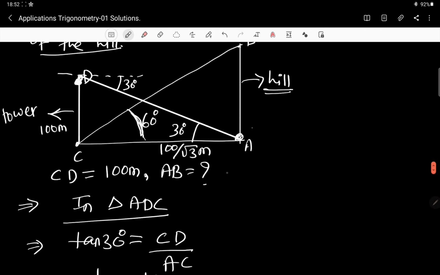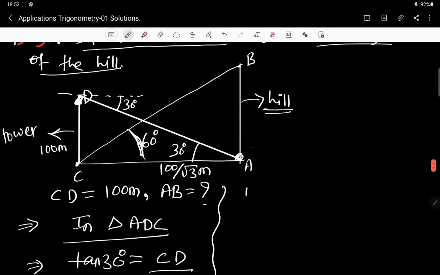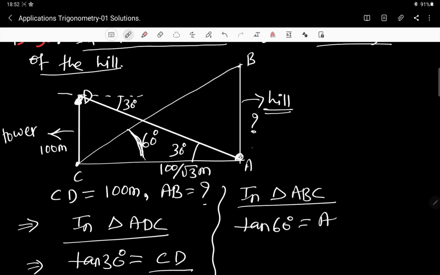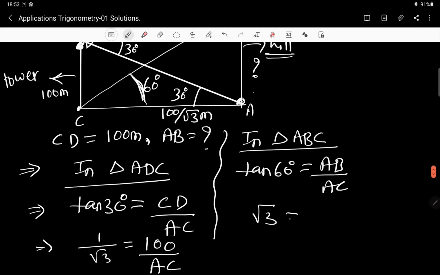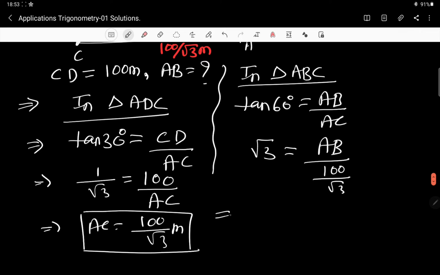Now you want the height of the hill, right? Can you see triangle ABC? This is what you want here. In triangle ABC, tan 60 degrees is equal to AB divided by AC. And what is the value of tan 60? Tan 60 is root 3. AB we don't know. What is the value of AC? Just now we calculated, AC is 100 divided by root 3. Afterwards, with all this calculation, it becomes root 3 into root 3 divided by 100 into AB. You know this normal method.